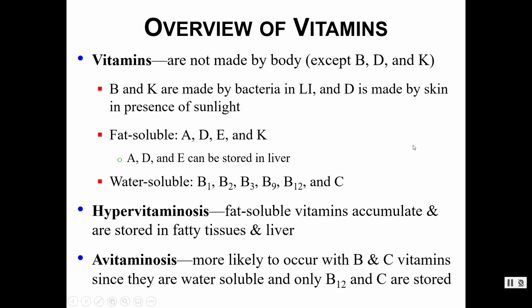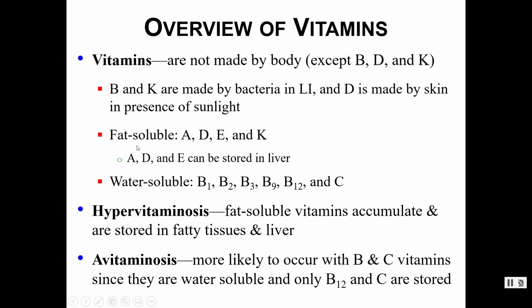All right, vitamins. We briefly mentioned vitamins when we talked about the large and the small intestines. We do not make most of the vitamins that are required for a healthy lifestyle. We do make some B vitamins, we make vitamin D, we do make vitamin K. But the rest we have to consume. B and K are made by the bacteria in the large intestine. Vitamin D is made by the skin and the kidneys if we expose ourselves to sun.